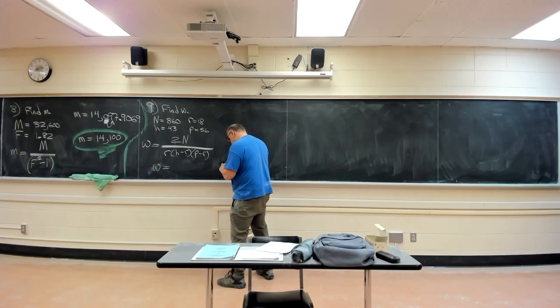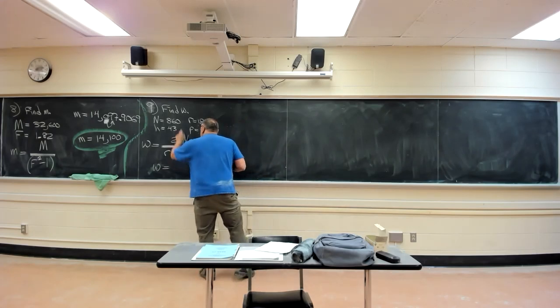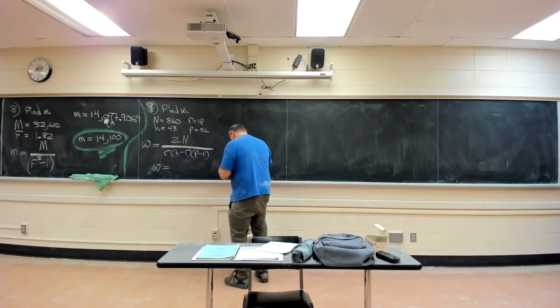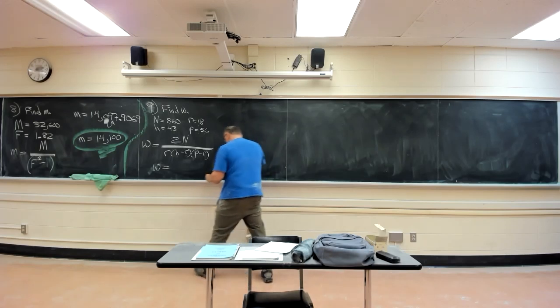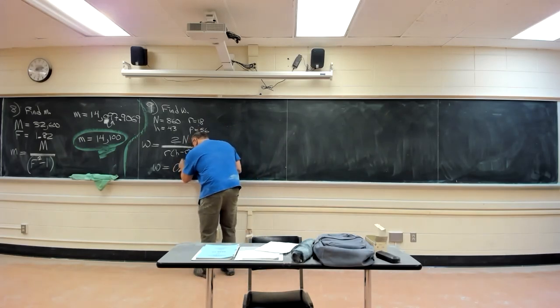2 times n is going to be the 1720, divided by, and it's not a bad move the way this goes. This is going to be 18 times h minus r, which is 43 minus 18, which is 25. And that turned out a little easier than I thought it would be. And then p minus r is 56 minus 18, which is 38. And that's a pretty good number. It's 0.1005848.